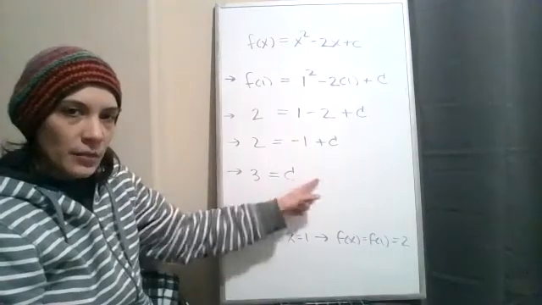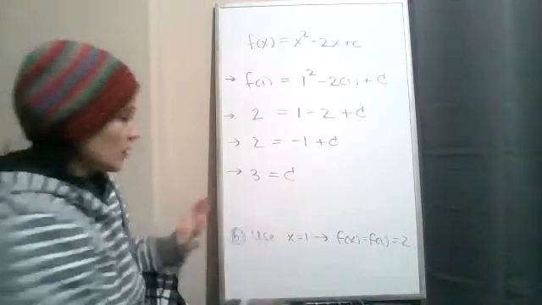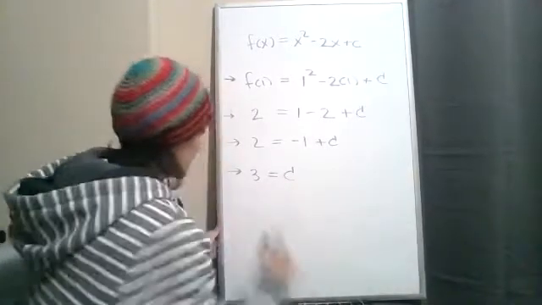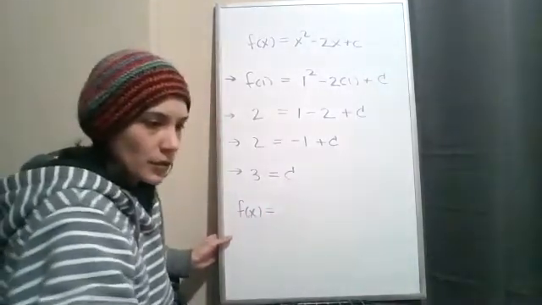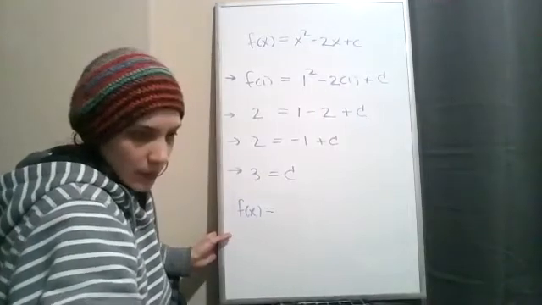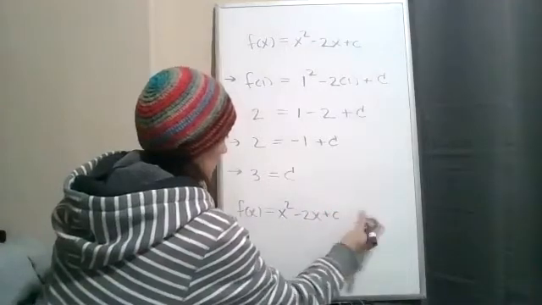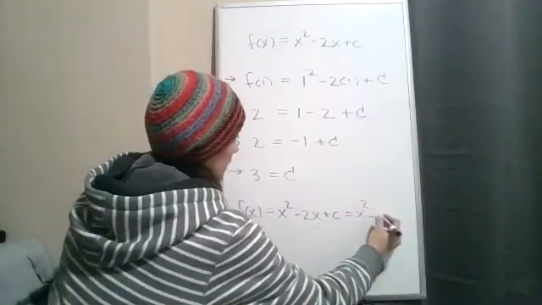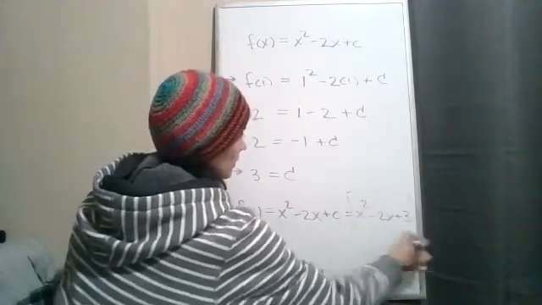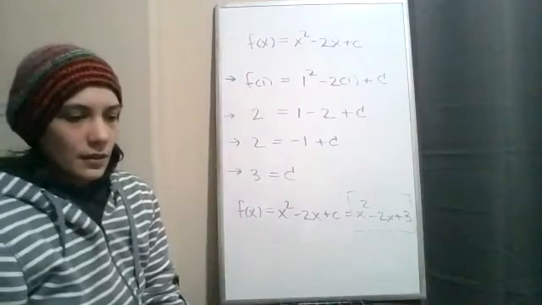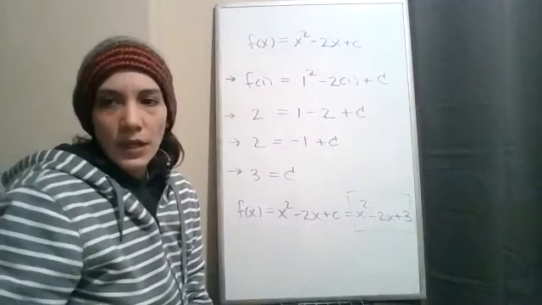Before finishing that, you're not quite done yet. You have to put c into that function, and then you're done. So we had f of x equal to, what was it? x squared minus 2x plus c. So x squared minus 2x plus 3.